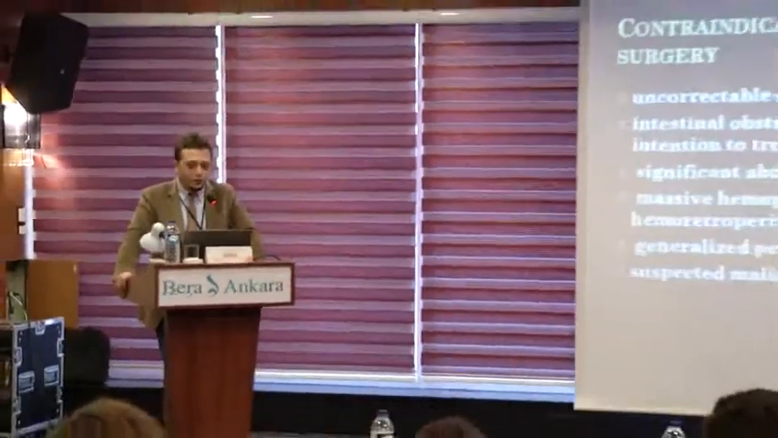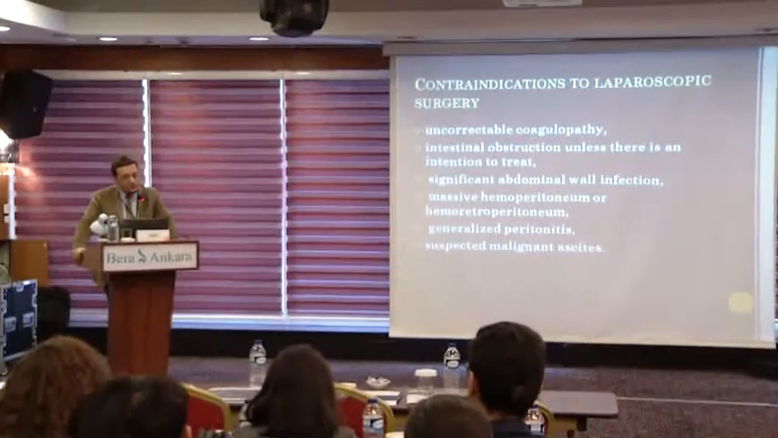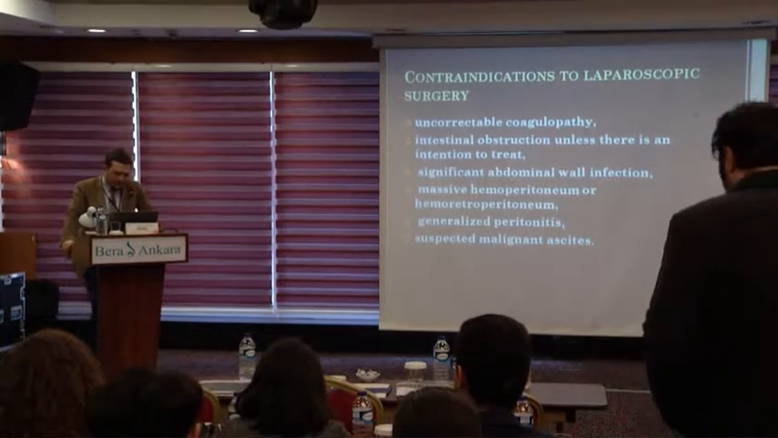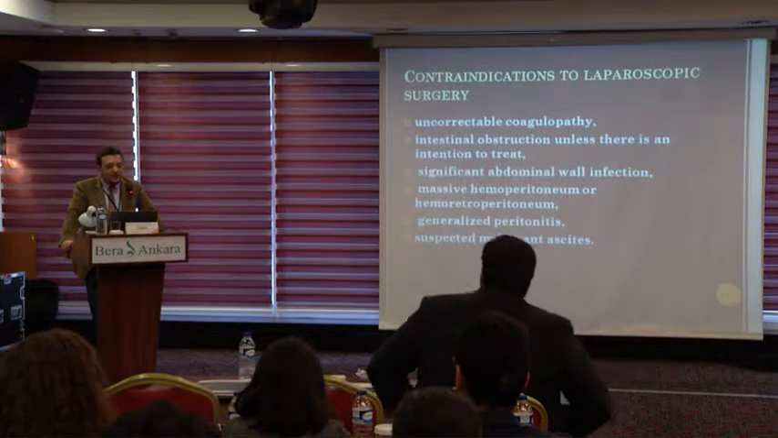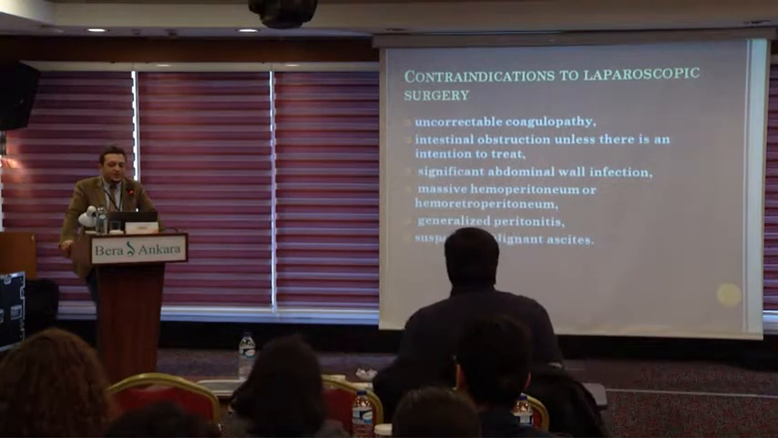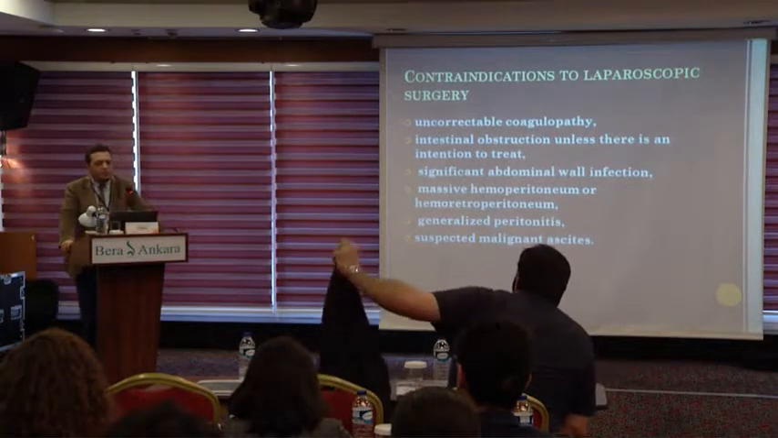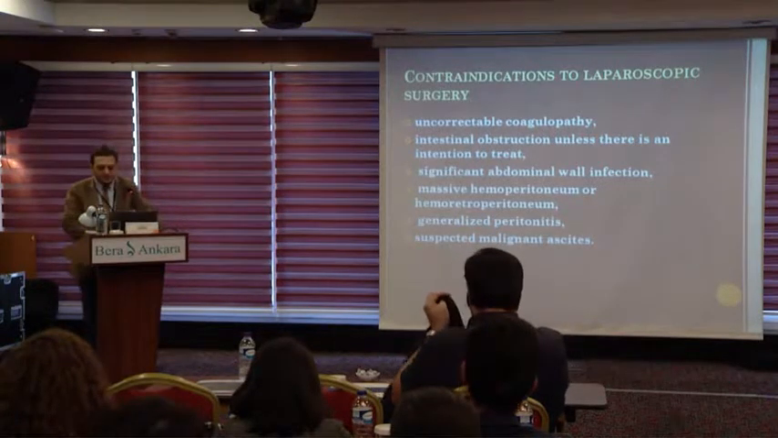According to the principle of primum non nocere, we have to know what we shouldn't do. So we have to know contraindications to avoid complications or life-threatening situations, like uncorrectable coagulopathy, intestinal obstruction, significant abdominal wall infection, massive hemoperitoneum or hemoretroperitoneum, generalized peritonitis, and suspected malignant cysts.